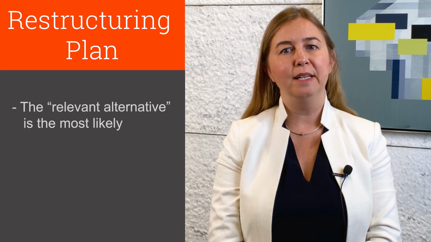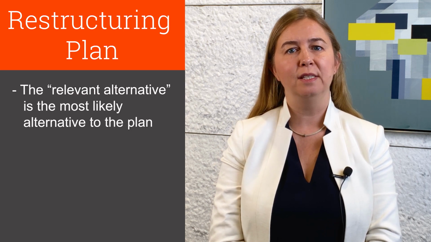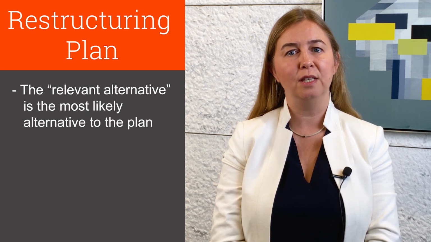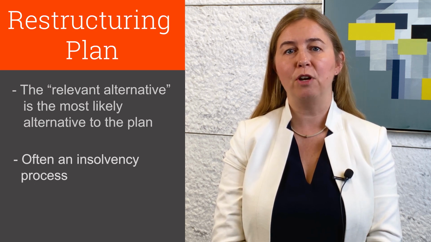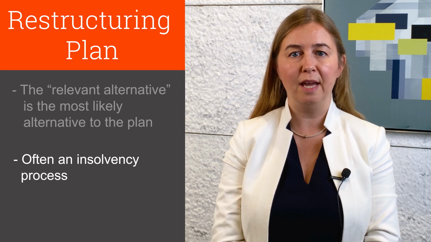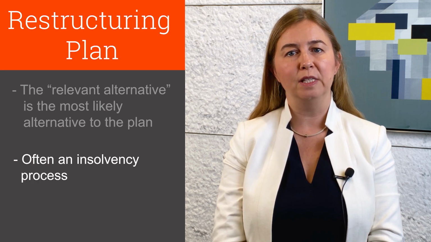Both the Chapter 11 process and the English restructuring plan require debtors to demonstrate greater recoveries than under an alternative outcome or comparator. The comparator in English restructuring plans is the relevant alternative. This is defined in the legislation as whatever the court considers would be most likely to occur in relation to the company if the plan is not sanctioned. Under an English restructuring plan, the comparator, or relevant alternative, will usually be an insolvency process. Valuation evidence will, in this context, stand front and center.